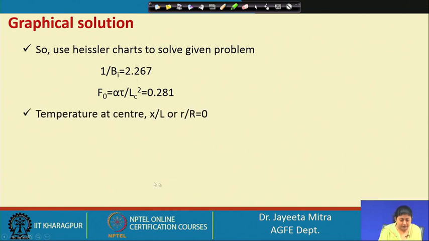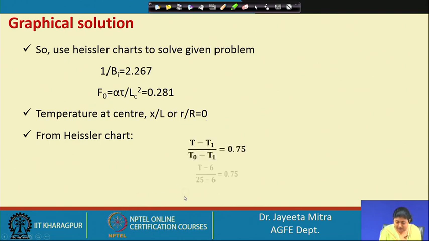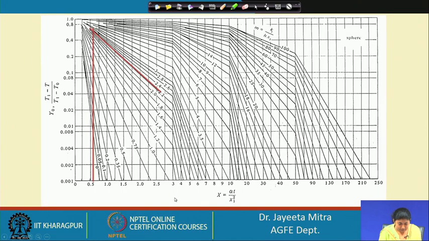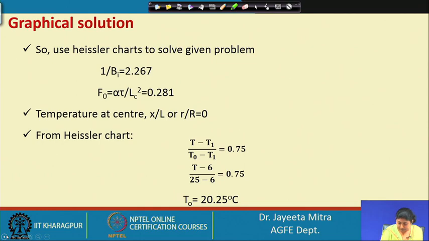So, 1 by Bi is 2.267, Fourier's number Fo, that is equal to alpha t by L c square, that is equal to 0.281. Temperature at the center, x by L or r by r 0, that is equal to 0. So, from the Heisler chart we will calculate the parameter (T minus T infinity) by (T 0 minus T infinity). Okay.